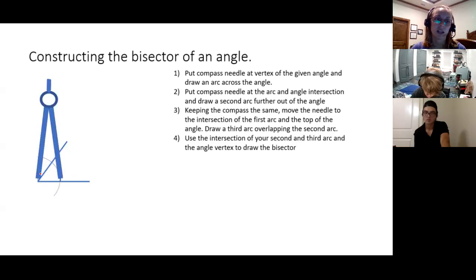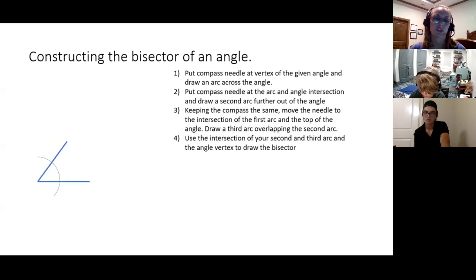Now, if you have that a good distance apart, you can keep your compass the same. Whether your compass stays the same between the first and second arc is not really a big deal, but it must stay the same between the second and the third arc. Once you have one arc across the angle, all you've done is really marked this distance on the first ray and this distance on the second ray as the same length. That's all that arc is doing.